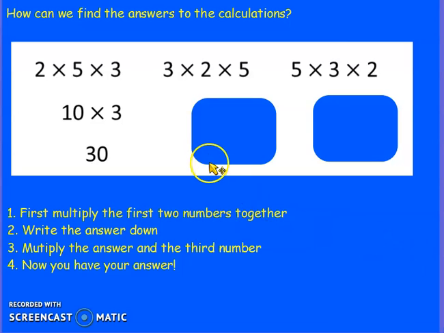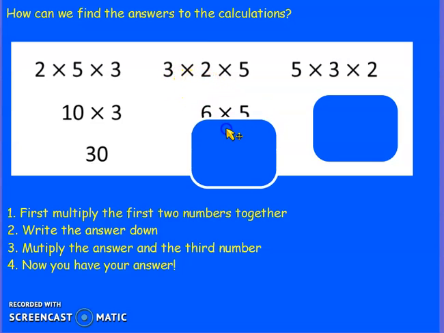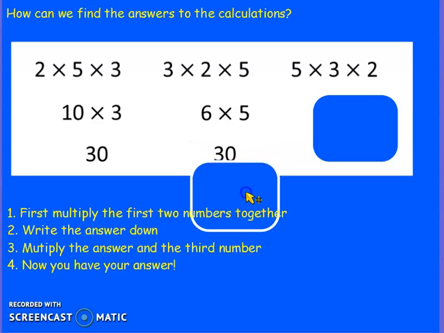The second challenge, 3 times 2 times 5. We multiply the first 2 numbers together first, 3 times 2, which we know is 6, and then we're going to multiply that by the third number in the calculation, 5. 6 times 5 is 30.